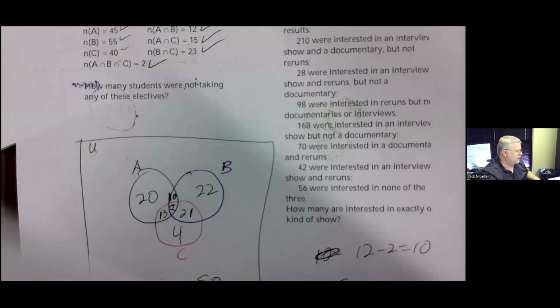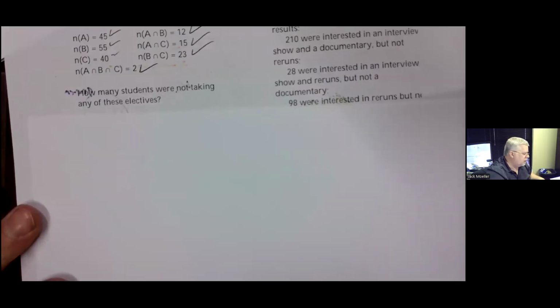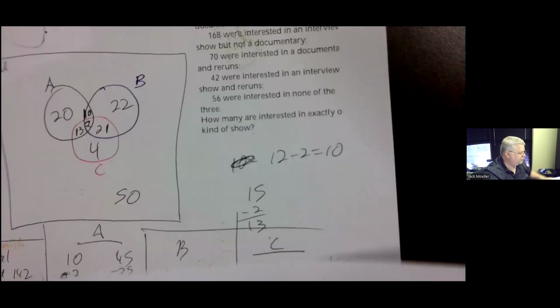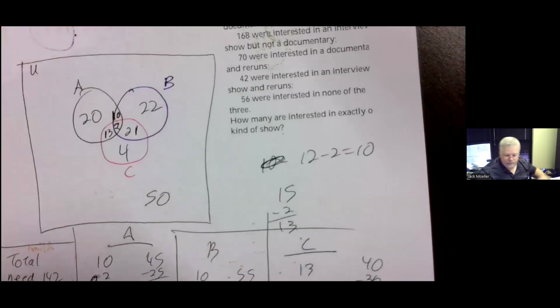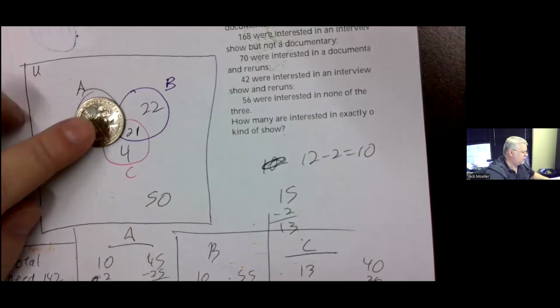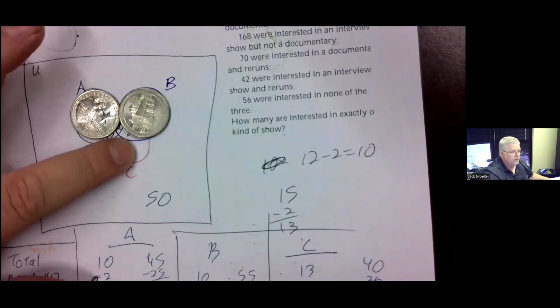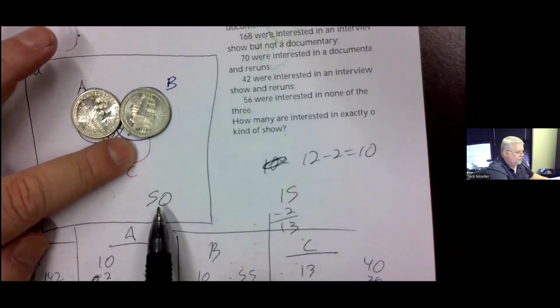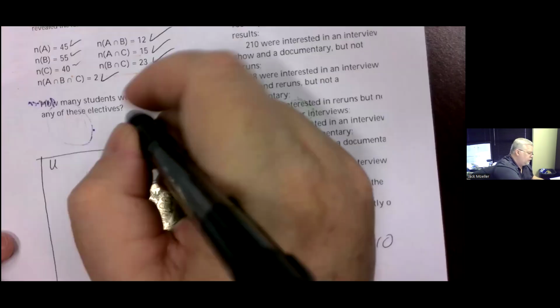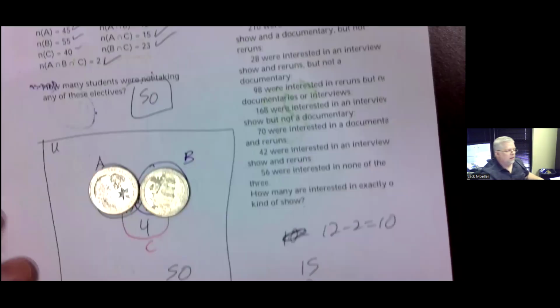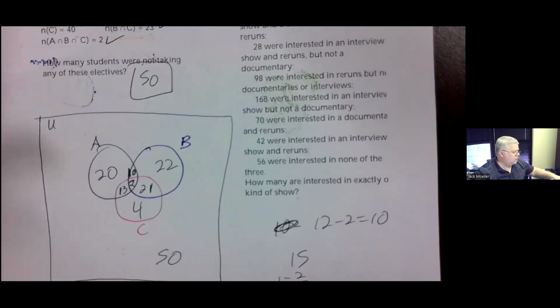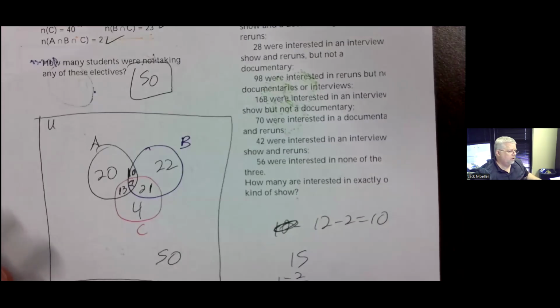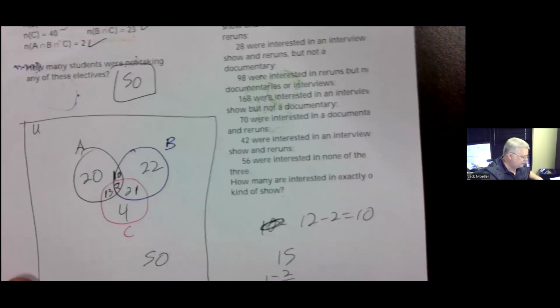Okay, so what are we actually asking here? So how many students are not taking any of these electives? So if they're not taking any, that means none of those circles, right? So cover all those up. No, they're not taking art, they're not taking basket weaving, they're not taking canoeing. What are we left with? 50. So for this particular question, once we get the outside, we're done. But now what I'm going to do is ask you multiple questions from the Venn diagram that we've already created. That way you don't have to create a whole new Venn diagram.